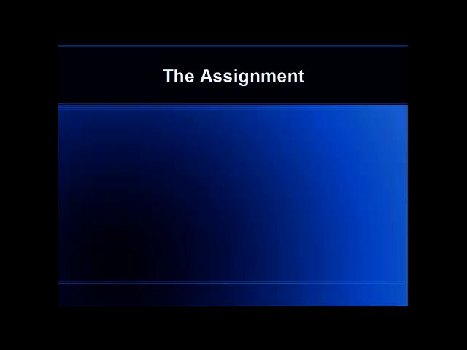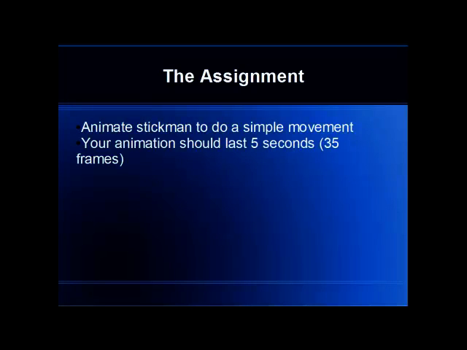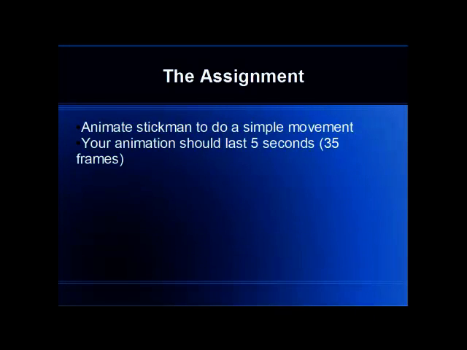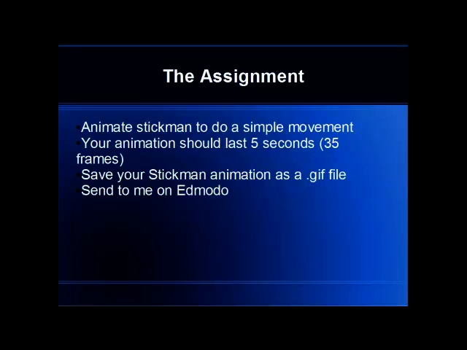For those of you in my class, here's the assignment. You're going to animate Stickman to do a simple movement, nothing too intense. This animation should last 5 seconds. Now if there are 7 frames per second, and it should last 5 seconds, that means there should be 35 frames. Save your Stickman animation as a GIF file like I showed you, and send it to me on Edmodo.